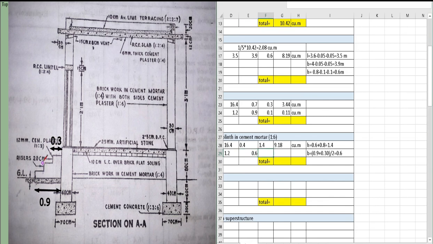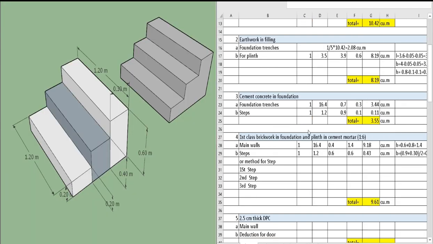And from this section we can see that the height of the riser is 0.2 meter. That means the height of the riser is 0.6 meter. So our total quantity is 0.43 cubic meter. Or if you are confused why we take this as average, we can also do this second process. So for this we have 3 steps, that is step 1. I'll take this as step number 2 and I'll take this as step number 3.